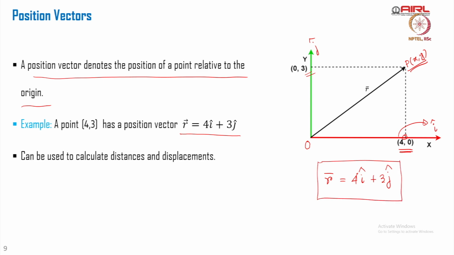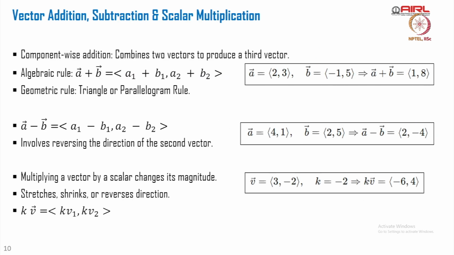So this particular idea of position vector can be used to calculate distances and displacements. Now comes some important concepts on vector addition, subtraction and scalar multiplication. When we talk about vector addition or subtraction, it is a kind of component-wise addition and subtraction. When it is addition, it combines two vectors to produce a third vector.